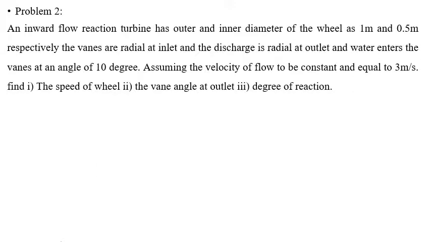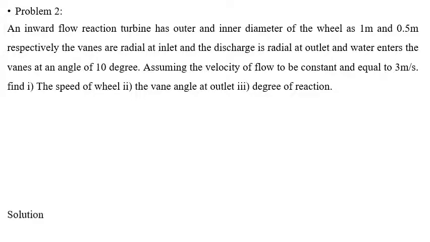So coming to the next numerical on this topic, problem number 2. An inward flow reaction turbine has outer and inner diameter of the wheel as 1 meter and 0.5 meter respectively. The vanes are radial at inlet and the discharge is radial at outlet. Water enters the vanes at an angle of 10 degree. Assuming the velocity of flow to be constant and equal to 3 meter per second, find first, the speed of the wheel; second, the vane angle at outlet; third, the degree of reaction.